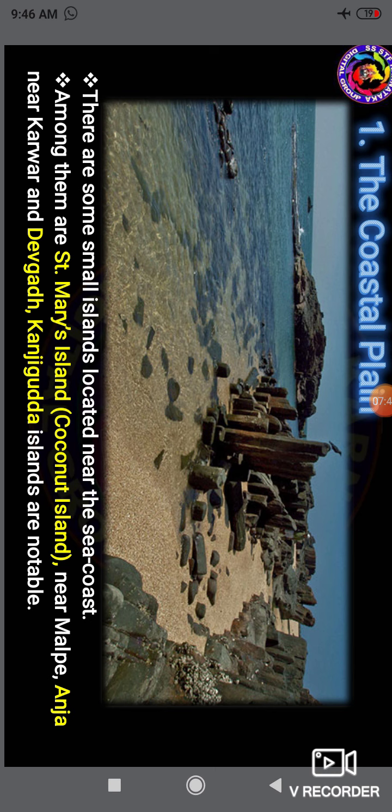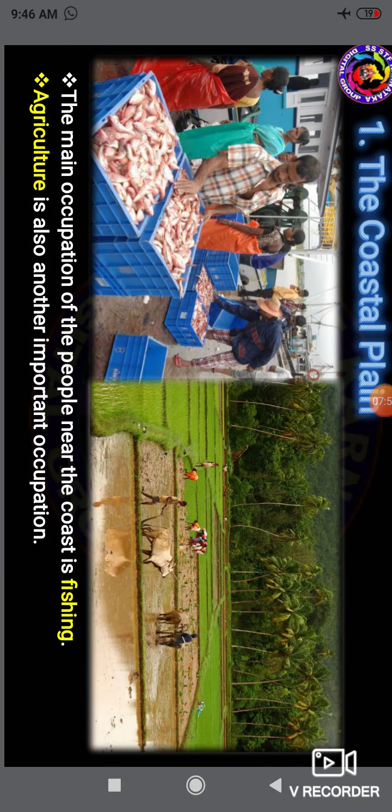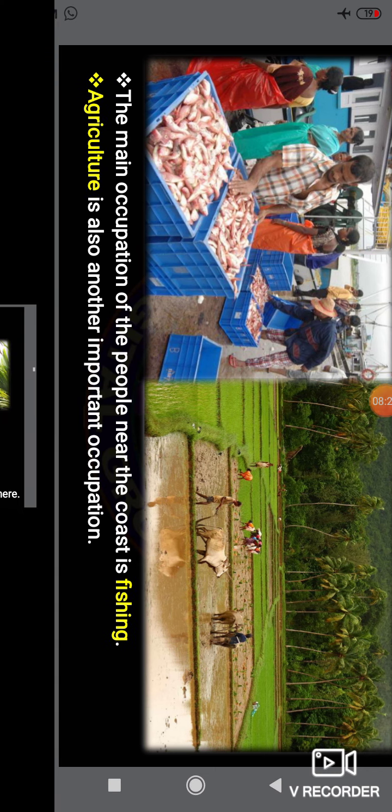Anja near the Karwa and Devagad, Kanjigudda Island. There are the notable ones. The main occupation of the people near the coastline is fishing. Agriculture is also another important occupation. Crops like cashews, coconut, walnut, cardamom, and paddy grow here.